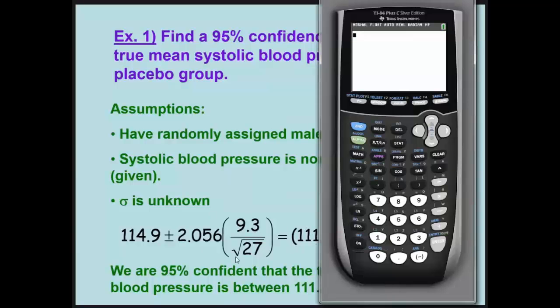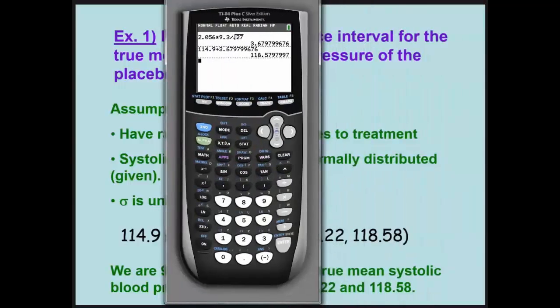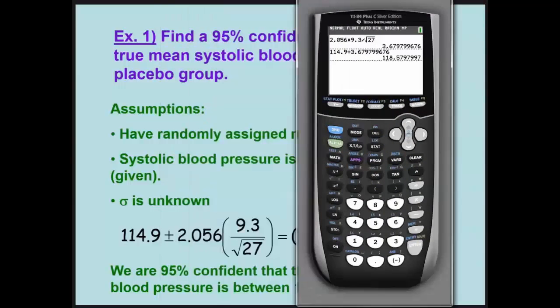Okay, so if I want to do this by hand, I take the 2.056, the t star, times 9.3 divided by the square root of 27, and that's going to give me a number, 3.6. So I want my point estimate, 114.9. I'm going to add that 3.6 to it, and that'll give me 118.8. So that's the top number there, 118.8.